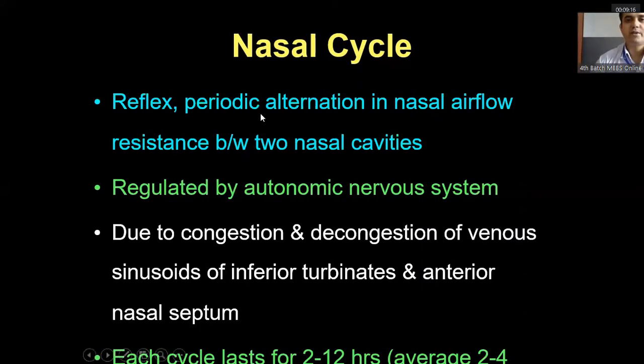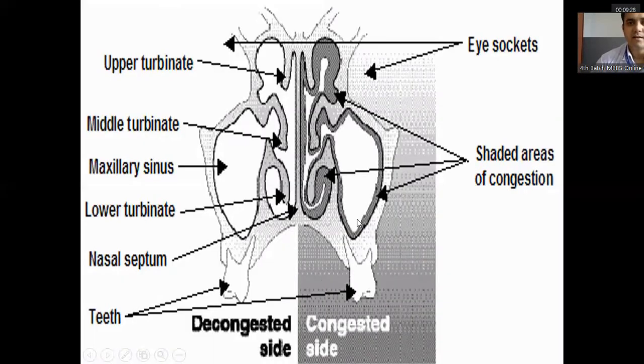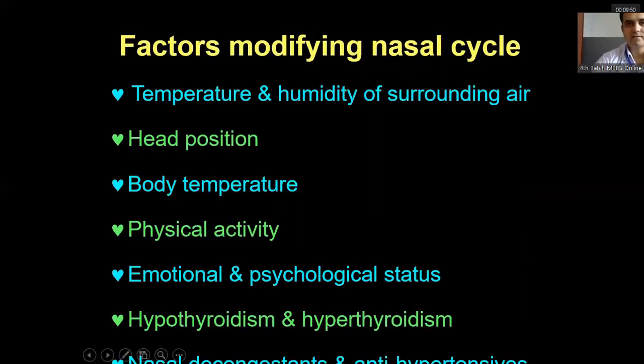It is a reflex periodic alteration in nasal airflow resistance between the two nasal cavities. It is regulated by the autonomic nervous system, and it is due to the congestion and decongestion of venous sinusoids. Look here. This is the congested side, and on the congested side the breathing activity decreases. During the congested time here, there is decongestion here, and most of the functions of the nose are taken care of by this side, and after some time this alternates.